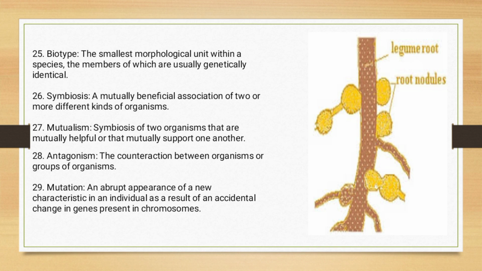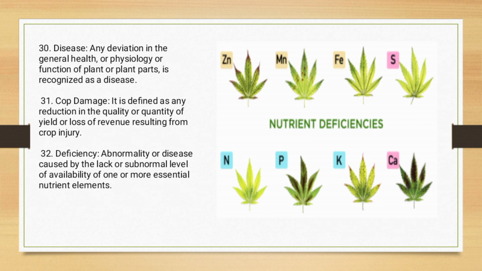Mutation: an abrupt appearance of a new characteristic in an individual as a result of an accidental change in genes present in chromosomes. Next concept, that is disease: any deviation in the general health or physiology or function of a plant or plant parts is recognized as a disease.